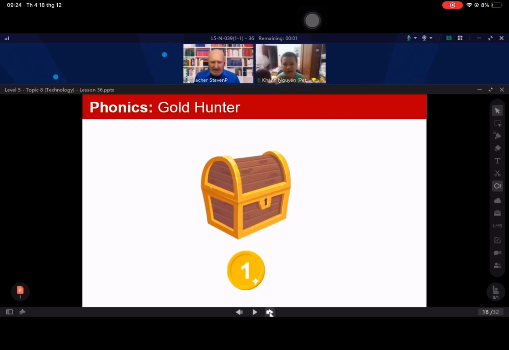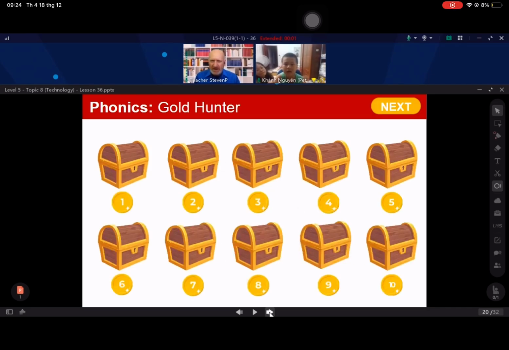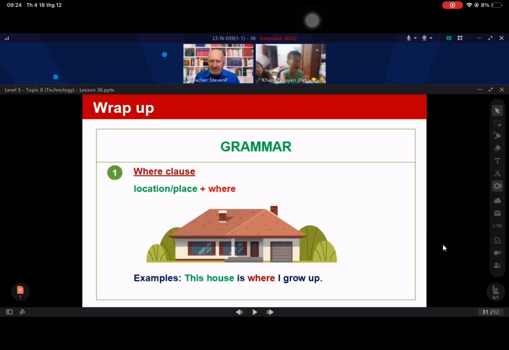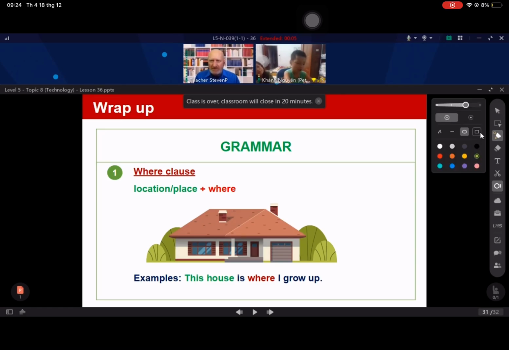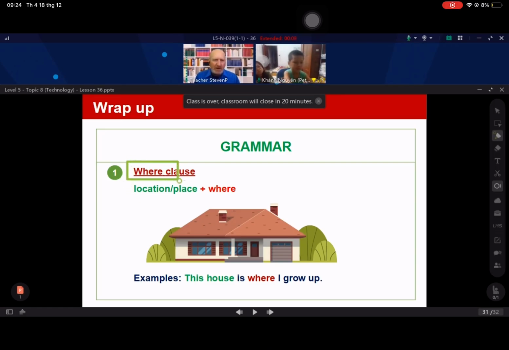There we go. So, Peter, it looks like we didn't have time to finish. That's okay. Let's quickly look at our grammar one more time. So, today we talked about the where clause. And read the sentence.